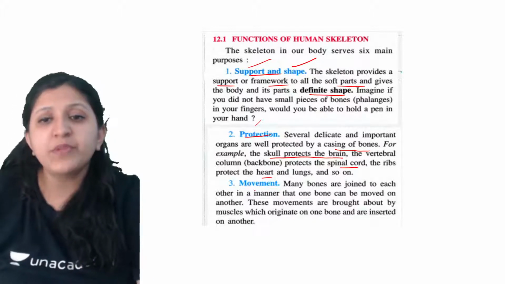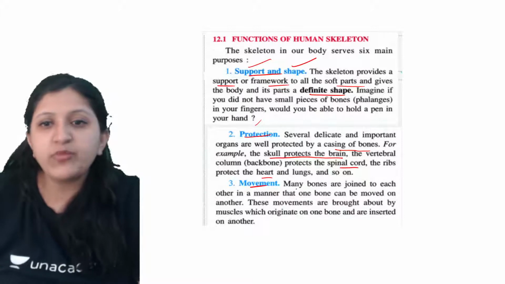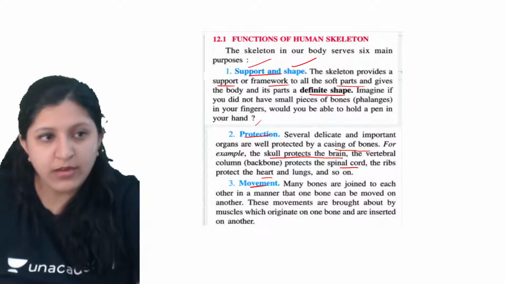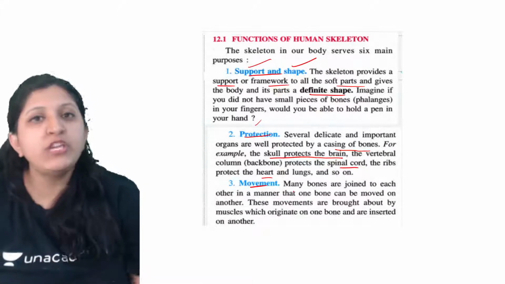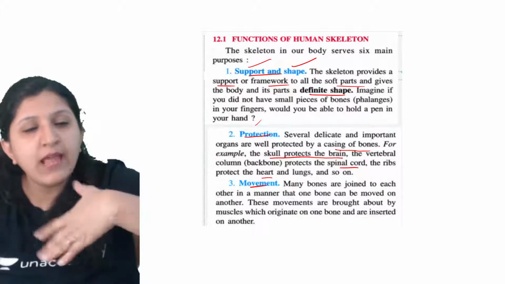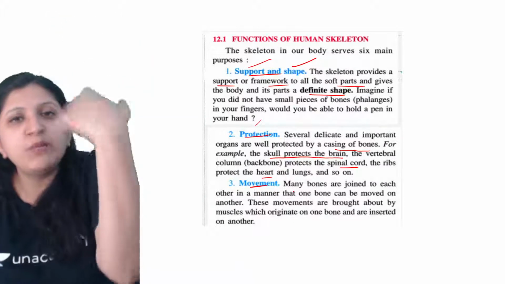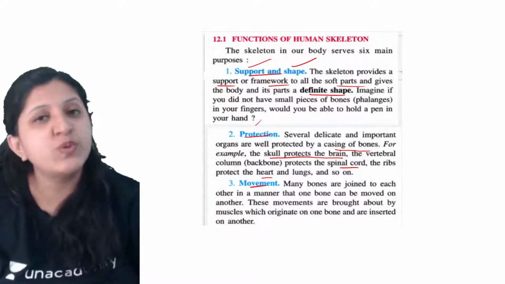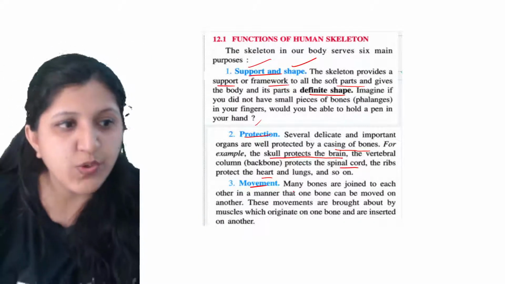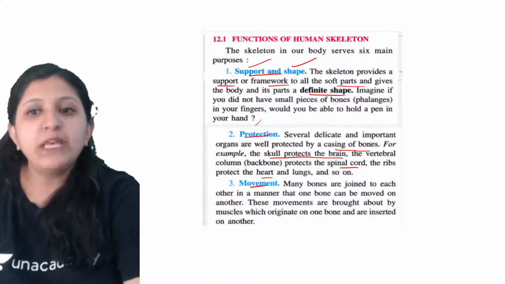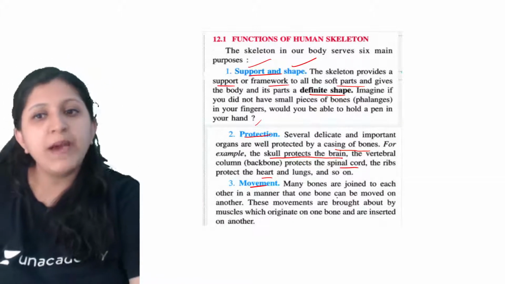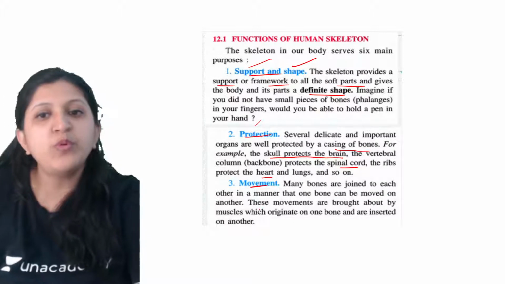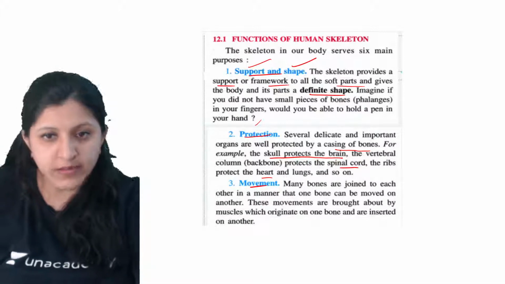Other than that, movement. Many bones are joined to each other in a manner so that movement can occur. Now the movement here is occurring in only one direction. If I want to reverse it, to completely bend this the other way, it is not possible. Many bones are joined to each other in a manner that one bone can be moved on another.